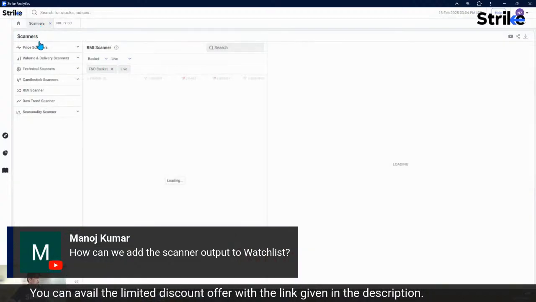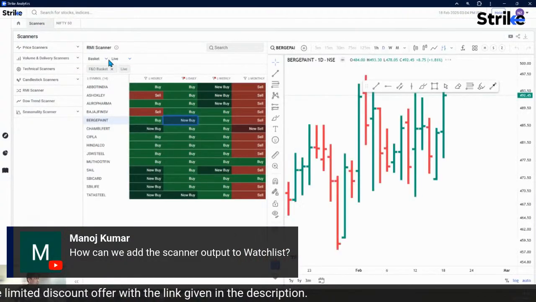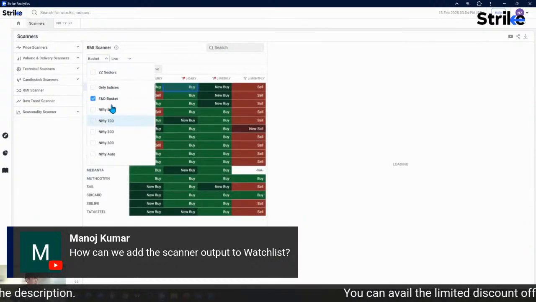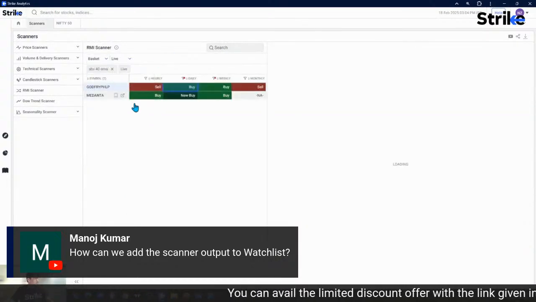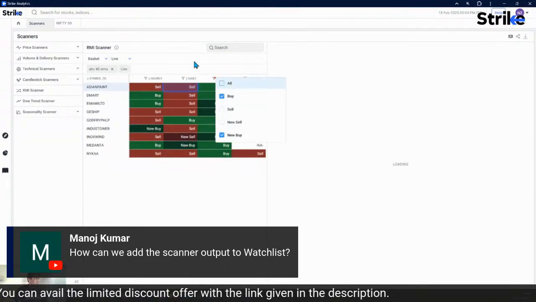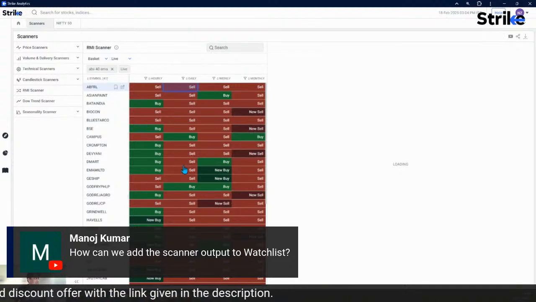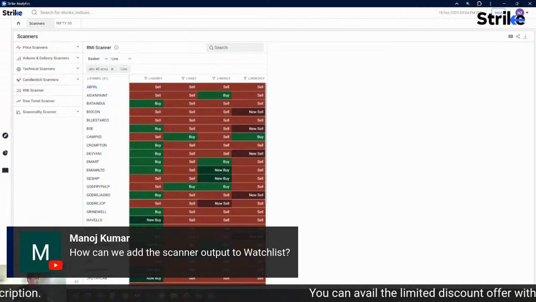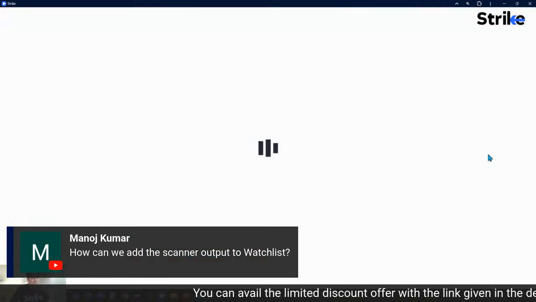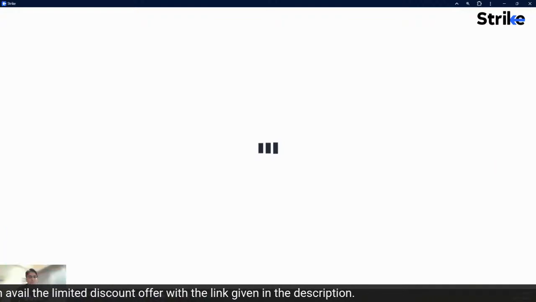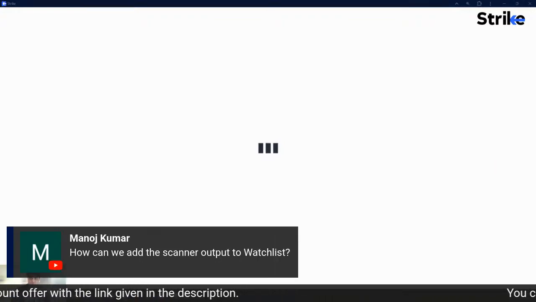Now you can go to the scanner section. In the scanner section, you can select RMI, and in RMI you select your own watch list over here. All right, and you can put up filters as well. So from the watch list of your portfolio, if any stock is giving a new sell, then you can sell that stock and get into another stock which is giving a new buy. I hope you've understood this, Manoj Kumar ji.